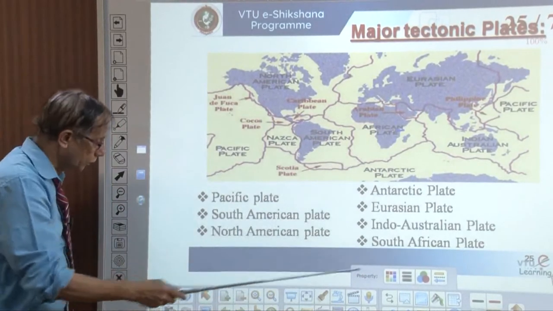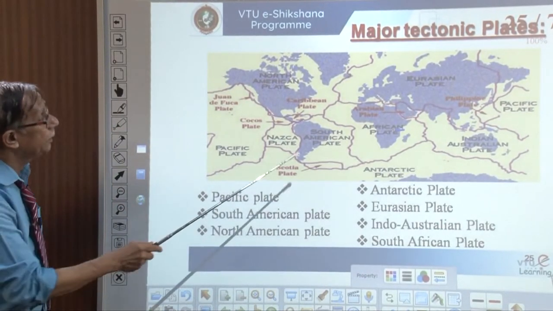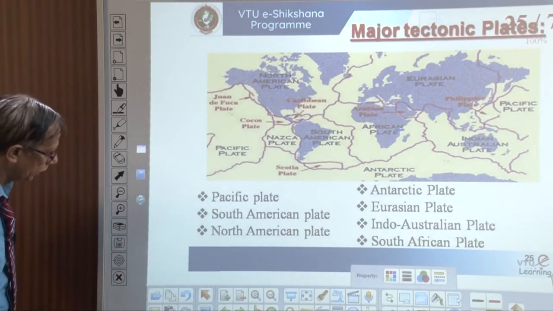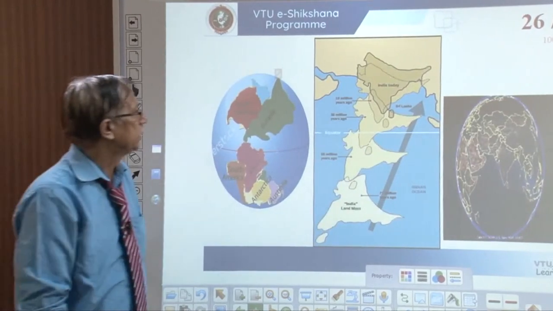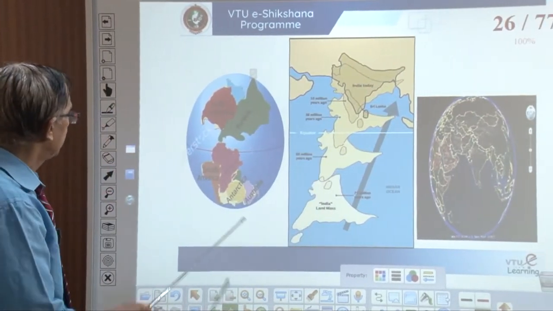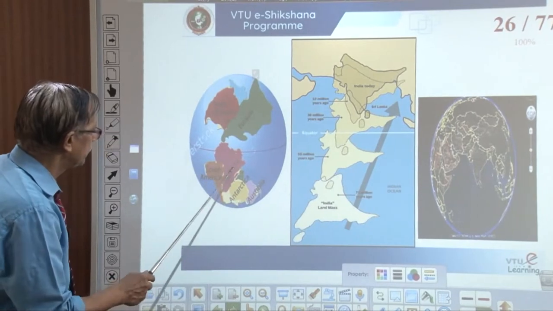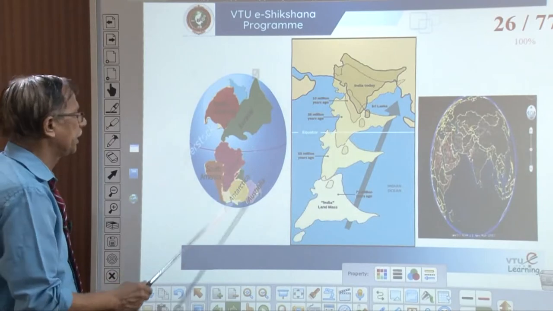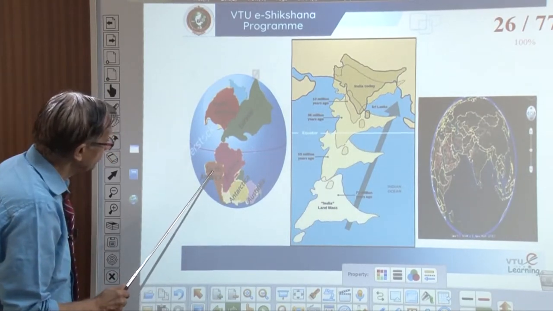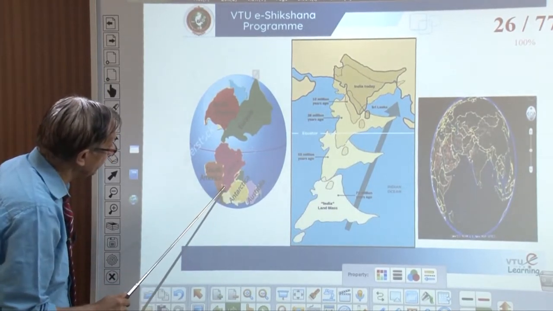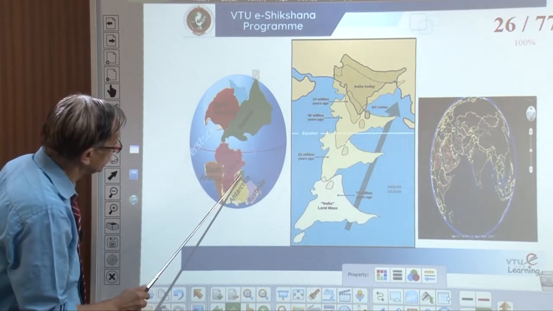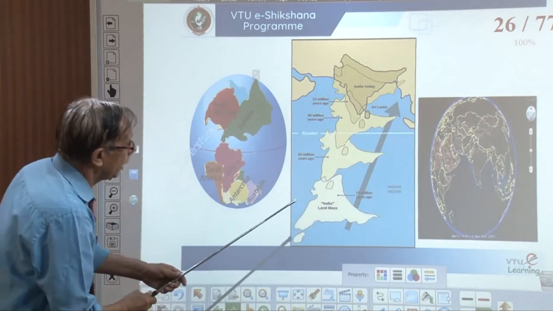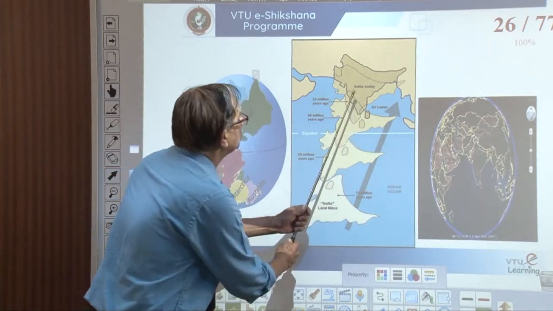So these are some of the important plates, and these boundaries are active regions of earthquakes and volcanoes. Now, just now I said these were part of the Gondwana continent. There are several continents, and individual continents moved in different directions. So also this Antarctica, the Africa plate, this is Madagascar, this is India. They moved away. India moved in a different direction, and they moved so far that the shape also changed.